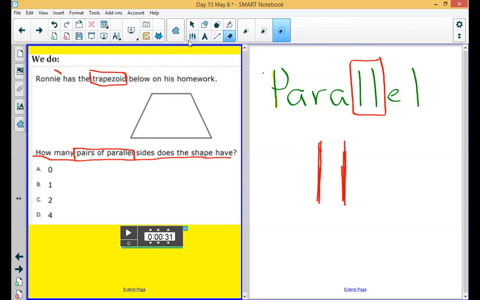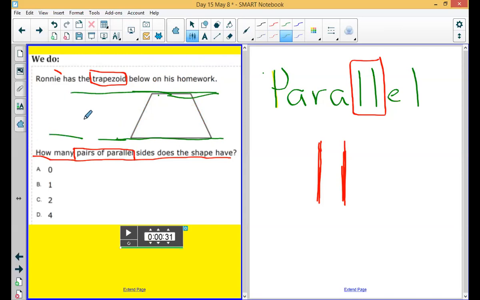Now let's look at the other lines in this trapezoid. Let's look at the lines going this way. You have lines going this way and lines going this way. If I extend those lines and they keep going, those two lines never meet. I know a pair consists of two, so two lines make up one pair. How many pairs of parallel sides does the shape have? It has one pair. It's like you have a pair of socks, a pair of eyes, a pair of hands. Pairs come in two. So these two lines are parallel, and you have one pair. Okay?